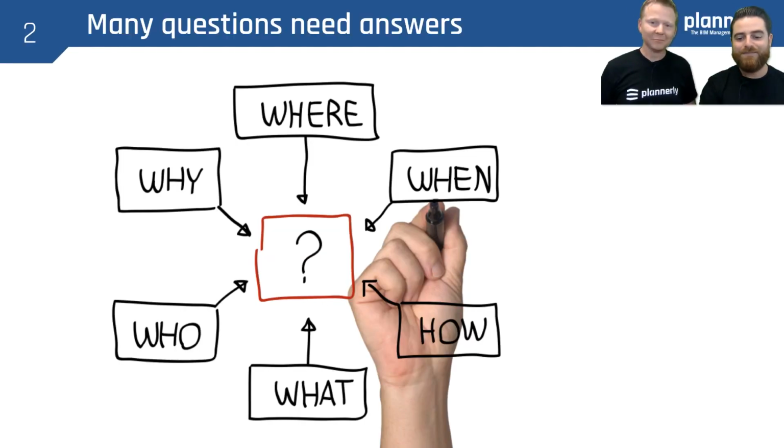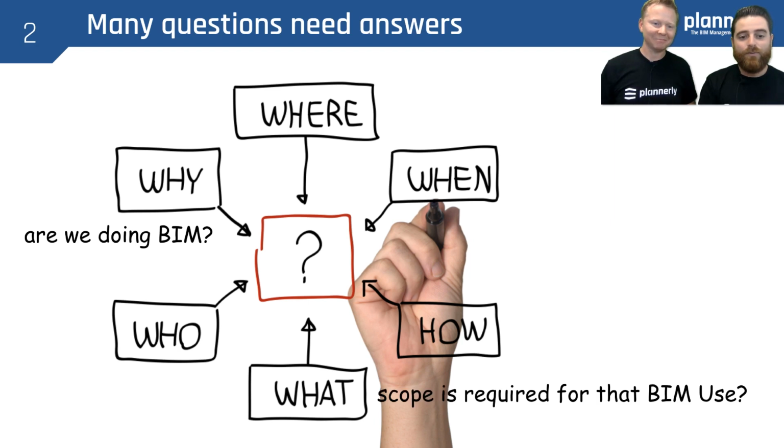Right, so here are some tips on how to agree on a clear BIM scope. We first want to start off with some very basic questions: who, what, where, when, why, and how. Why are we doing BIM is the first thing we want to start with. Then that will lead to scope.